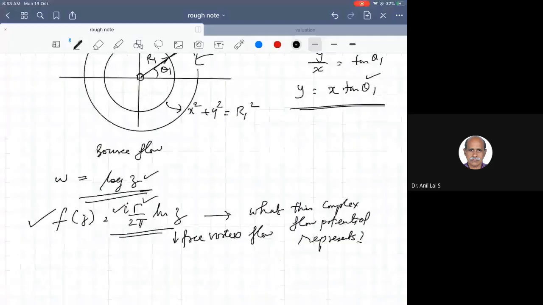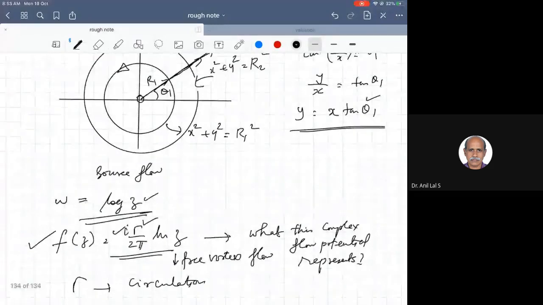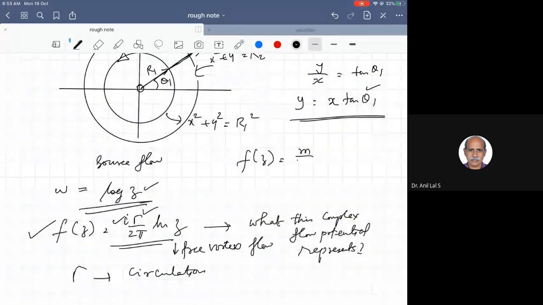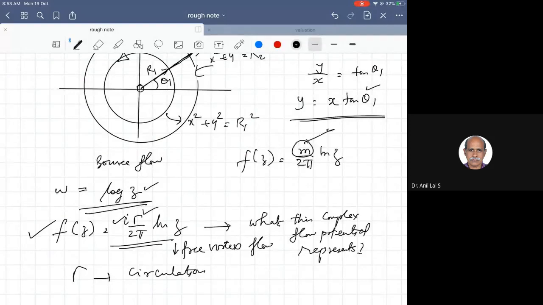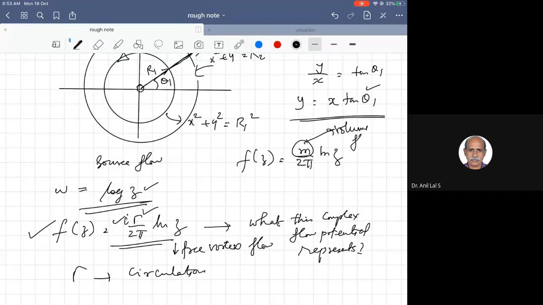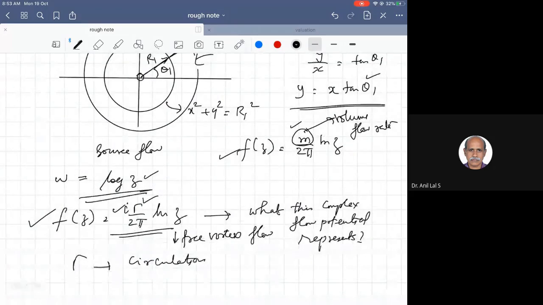And if you write in this form, this gamma represents the strength, the circulation. This source flow also we can write with the strength, F(z) is equal to m by 2 pi log z. Here m represents the strength, which is the volume flow rate. So now you can remember the complex flow potential for a source of strength m is m by 2 pi log z. What is the complex flow potential for a vortex flow of strength or circulation gamma? It is i gamma by 2 pi log z.